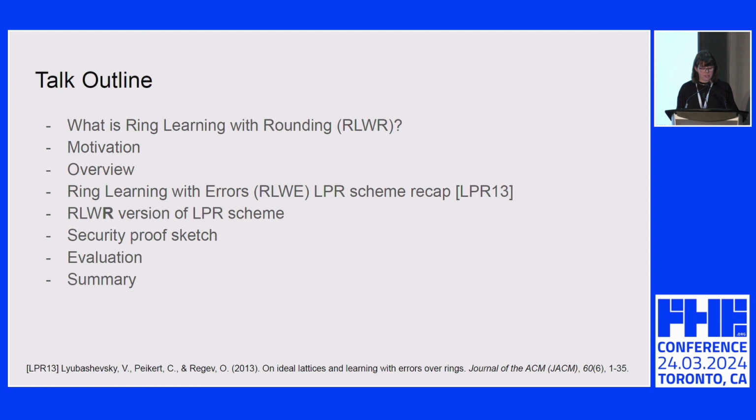So we're going to be considering this scheme first, and then we're going to introduce a learning with rounding variant of this. We're then going to sketch out how the security proof will look. I'm not going to prove anything live, so don't stress. And then we're going to evaluate in terms of comparison with BGV and some other related works, and then a quick summary.